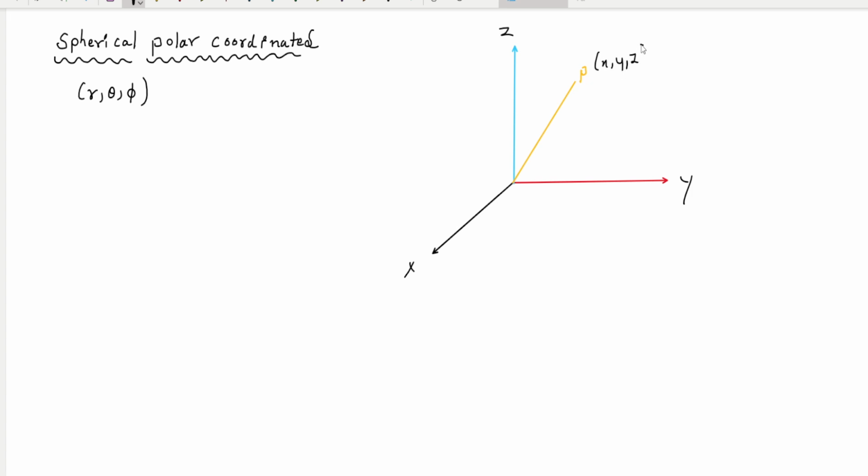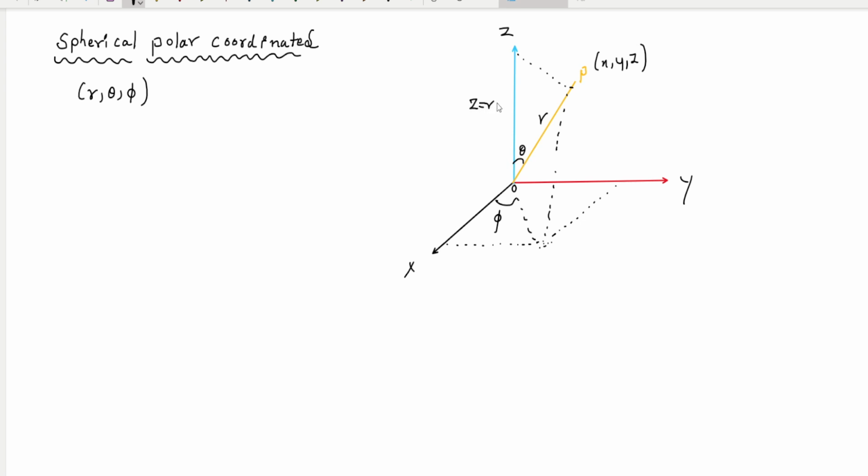X, Y. Then we need 3 degrees of freedom, right? So it is origin O, and the distance is r. So theta is the polar angle. A very important thing here: I'm going to try to connect this, and this is phi, and this component is z, right?